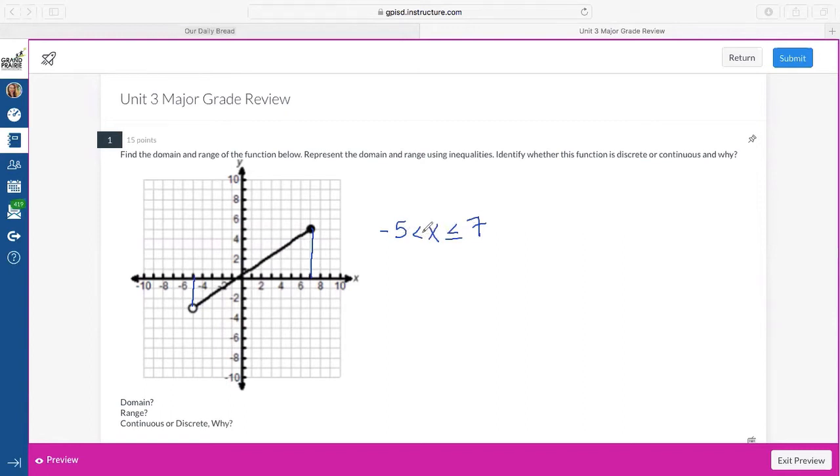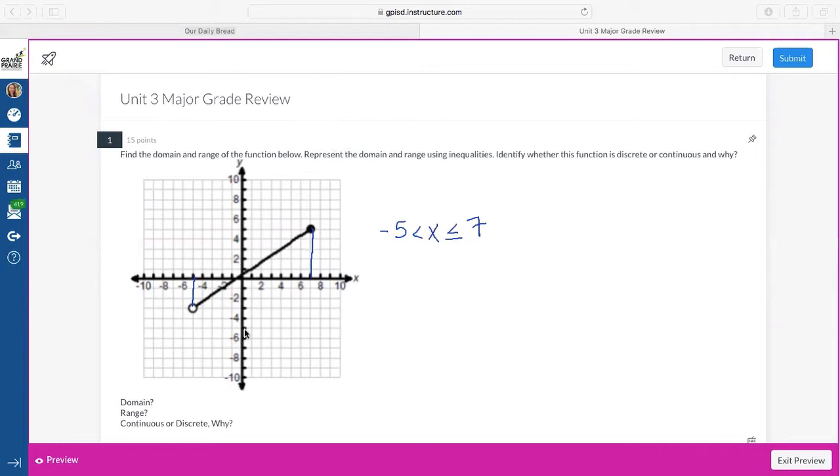X is everything. I remember. What'd you say, Jaden? I remember this. Good, I hope so. X is everything greater than -5, but everything less than or equal to 7. But we just use 2 less than symbols. That's how we write it. So that's our domain.